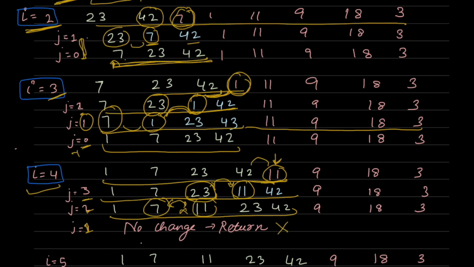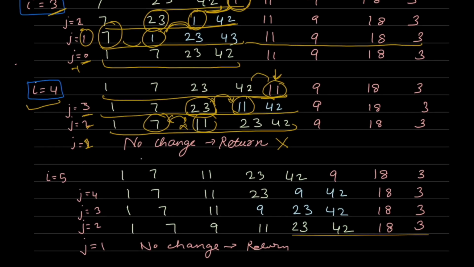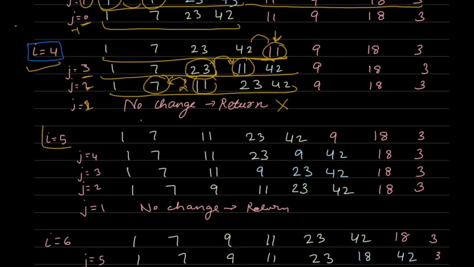So our condition for stopping is whether we reach the end of the array, or the element that we are comparing our current element with is already smaller, because here 7 is already smaller than 11. So we stop here, we do not go any further, and we'll go to the next ith iteration. Now we are at i equals 5. This is the state of the array, and we are comparing 9 now.